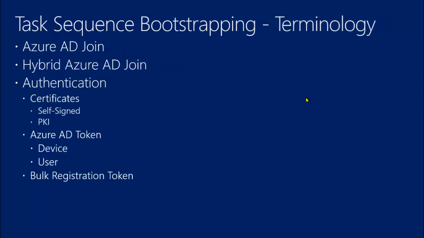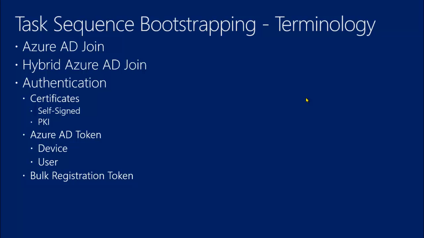Okay. Now, some terminology to level set on as we kind of trudge forward, right? Talked about these terms before, but I think it's a good time to just highlight a couple of things, right? So there is Azure AD Join. Azure AD Join is where your device is only joined to Azure AD. It is not joined to on-prem at all, right? Now, you don't have to choose one or the other to use task sequence bootstrapping. The reason I call it out is because of the Autopilot scenario that's coming up, right?